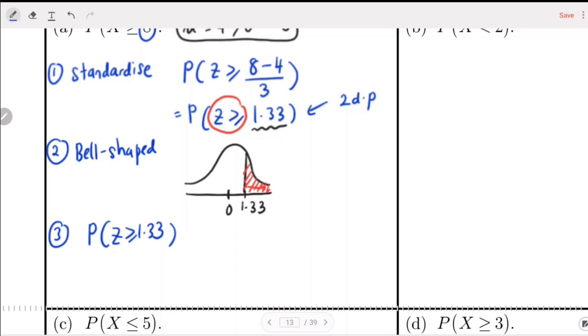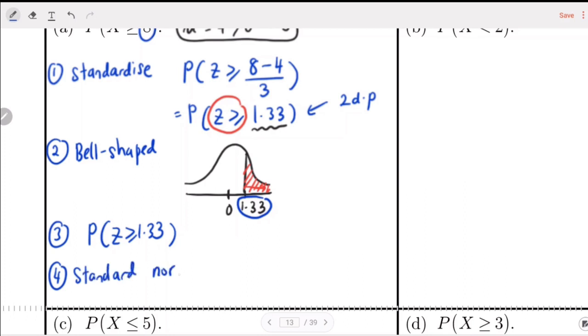Right? Doesn't need to put the 1 minus since we didn't shade the middle part of our bell shape. So just take this value, z greater than equal to 1.33. And then for the last part, we are going to look at the standard normal table.